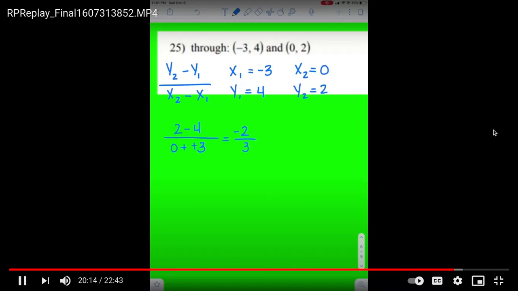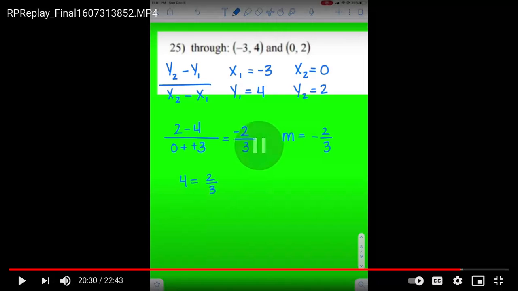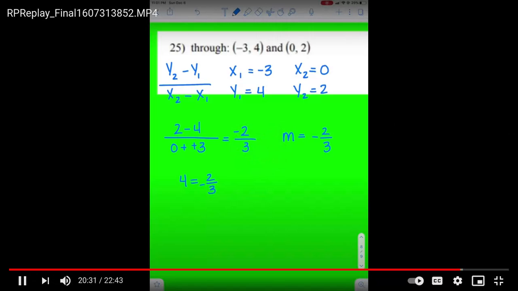When you get a fraction like this, like 2/3, you can just leave it. Don't change it to a decimal, just leave it as a fraction. So we know our slope is negative 2/3. And now what we're going to do is substitute that into an equation to solve for b.